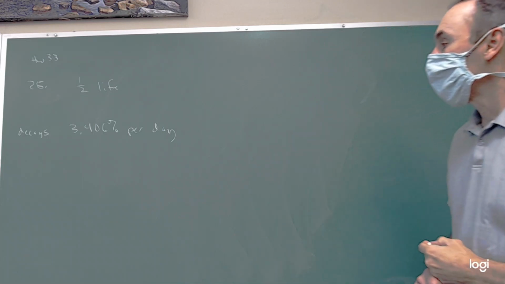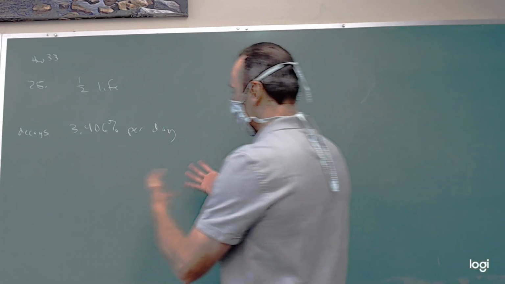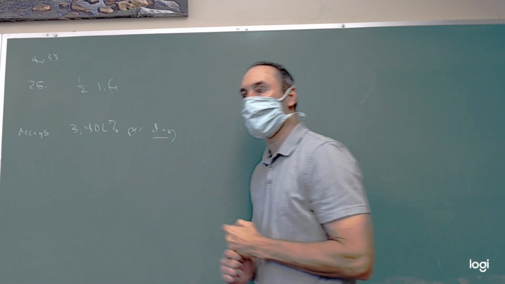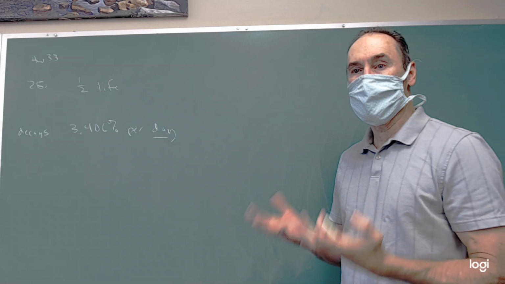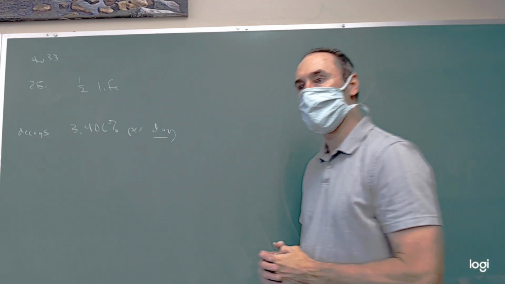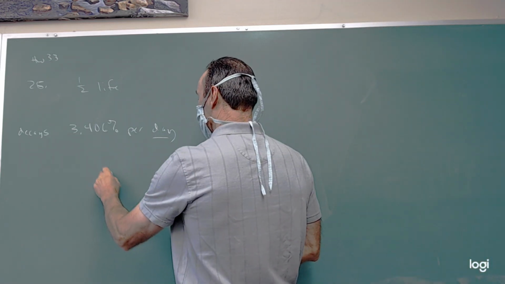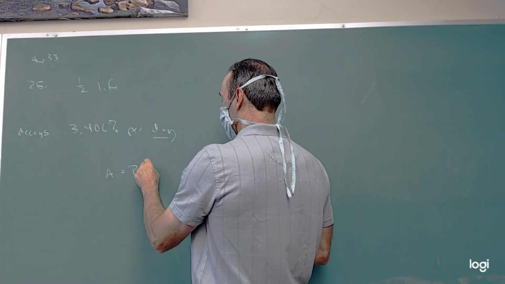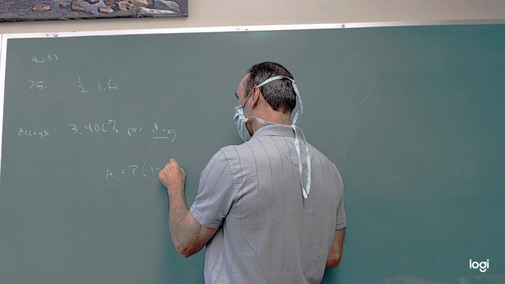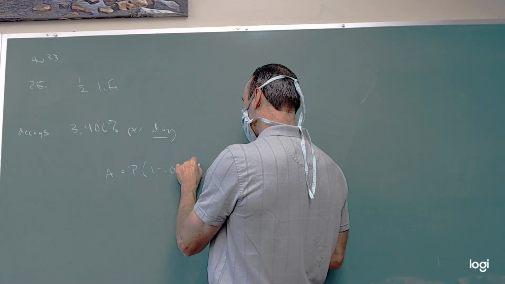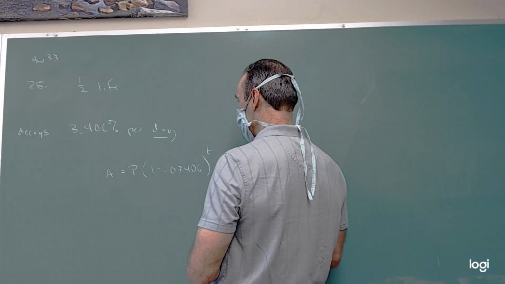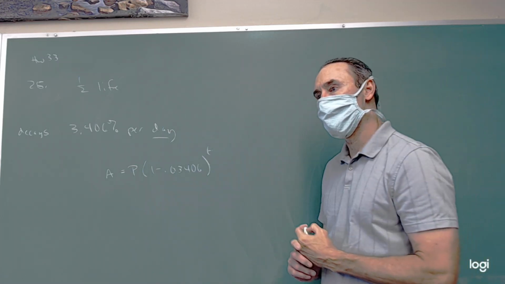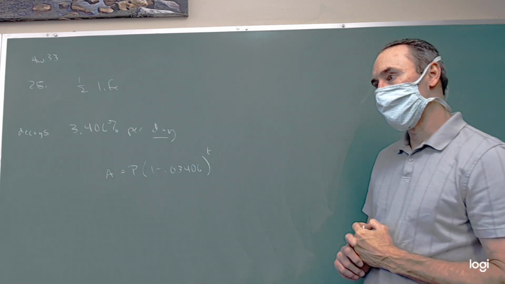Okay. So what we want then is, let's see what we know so far. So this is per day. So our time is going to be in days. We don't have to convert this to years. And so we're going to say A is going to be however much we start with, which we don't know. And we're going to go 1 minus the 0.03406 to the t power. So there's how Einsteinium is going to decrease. Is that okay so far?